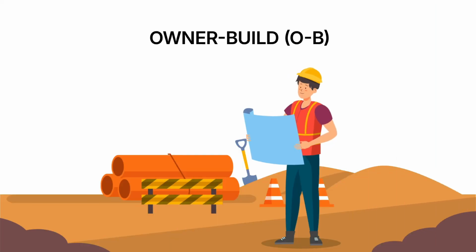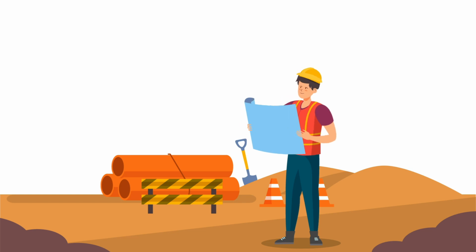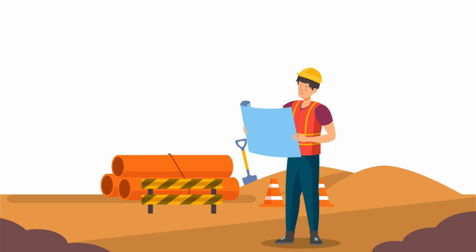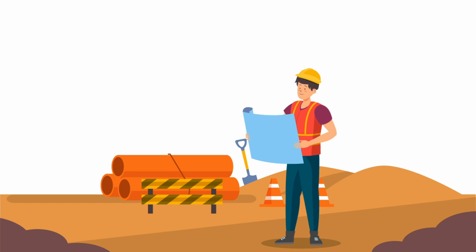The other contract is owner-build. This is when the owner handles much of the work themselves, acting as their own contractor. They might still hire an architect for design and permits, but the owner is hands-on during construction. This mostly happens in small projects like building a small home.